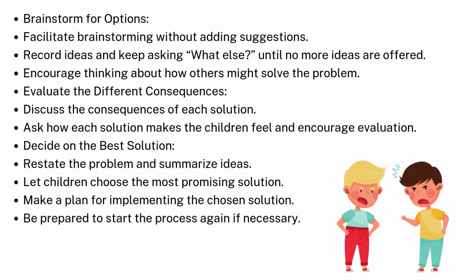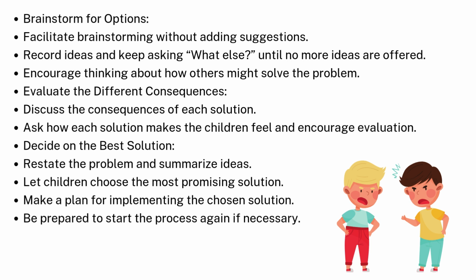Evaluate the different consequences. This is of the utmost importance. The end goal is important. So at the end of it, if the consequence is massively negative, you want to work away from that. And if it's positive, you want to work towards that. So what is the consequence of what may happen? Discuss the consequences of each solution and ask how each solution makes the children feel and encourage the evaluation. And in this way, you can also see how you can compromise. Decide on the best solution and so how the kids can compromise with one another.